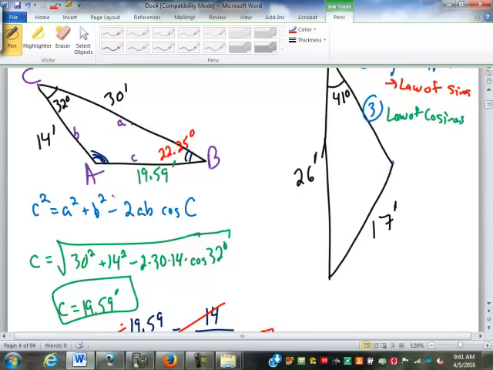And now to find A, we will subtract from 180. 125.75 degrees. Correct? Anybody have that whole problem right before I showed it to you?